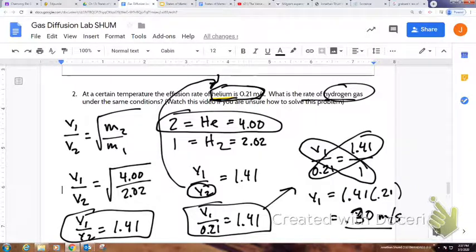So in this case, you actually knew three of your variables. You knew V2, you knew M1 and M2, and what you're solving for is the velocity of one, which is the velocity of hydrogen gas.